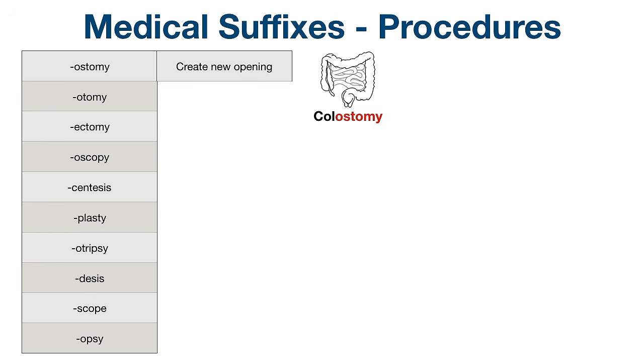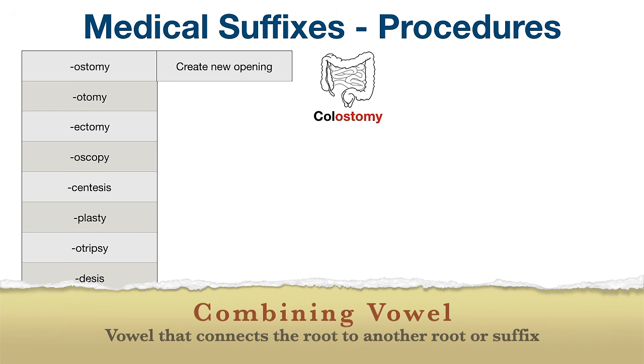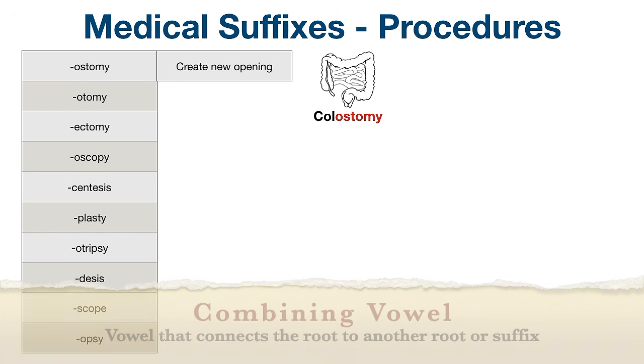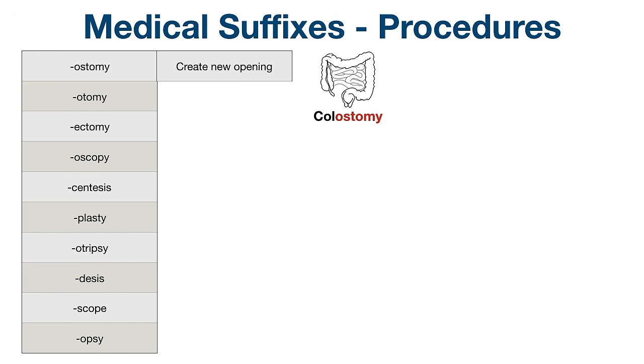You're going to see many of the suffixes in the table start with the letter O. This is the combining vowel, and it's what combines the root to the suffix. Just know that there might be a different vowel other than O that combines the two word elements together.